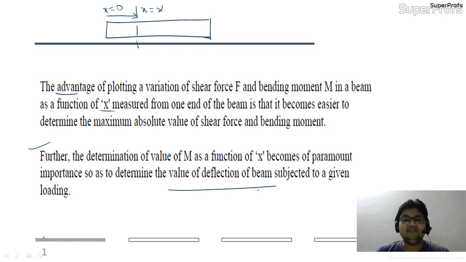Whenever we are asked to restrict the deformation of a beam which is in actual functionality, meaning it is incorporated in a particular machine element, we have certain limitations on the amount by which the beam should be allowed to deflect. If the deflection goes beyond that safe limit, then the beam will fail. So our design will be hovering around the stress analysis, the deflection analysis, and the shear force analysis.